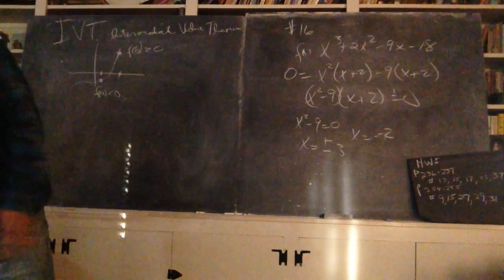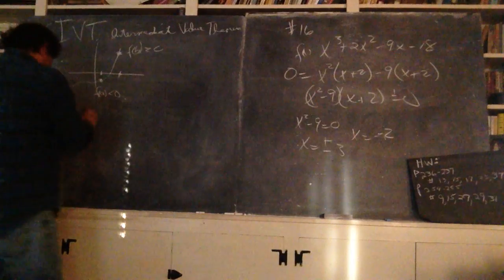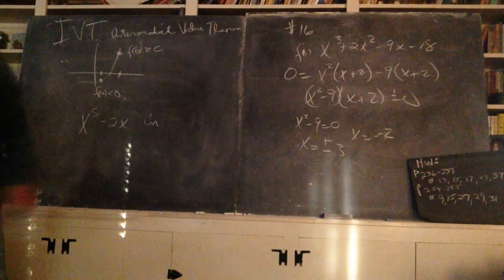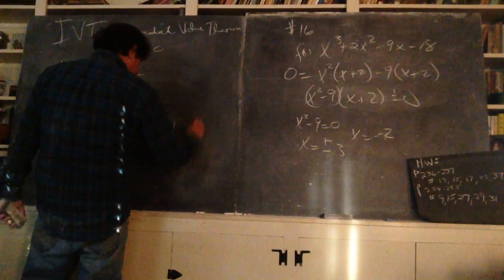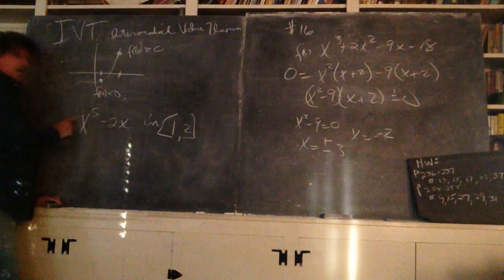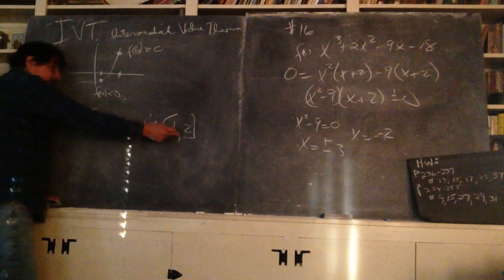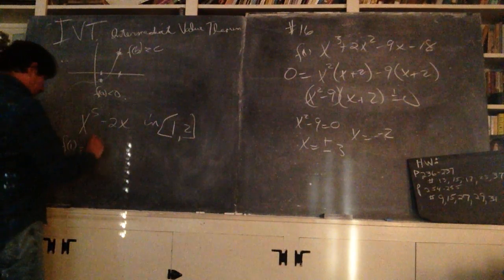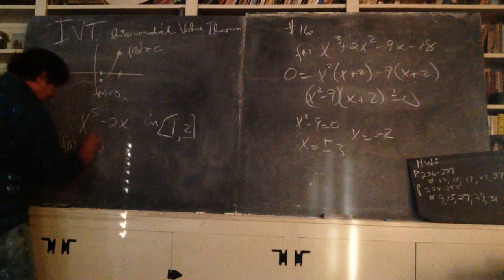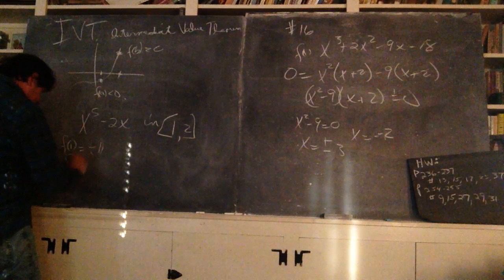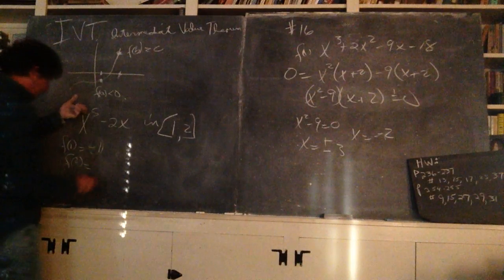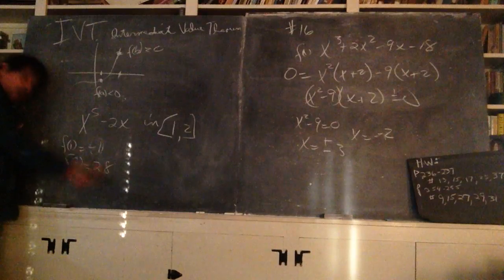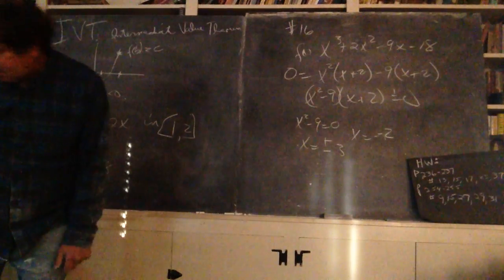So all we're going to do: intermediate value of x to the 5th minus 2x on the interval 1, 2. I want to show that there's a 0 in this interval. So f at 1 is 1 minus 2, which is negative 1. And f at 2 is 2 to the 5th, which is 32, minus 4, which is 28. Because that's negative and that's positive, there has to be a 0 between.